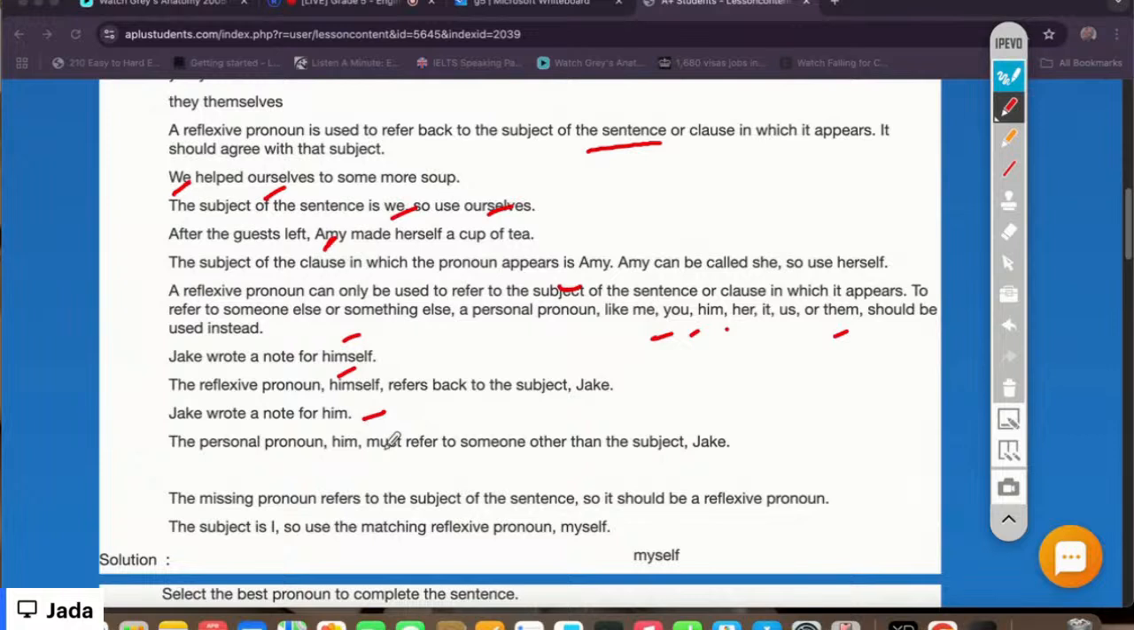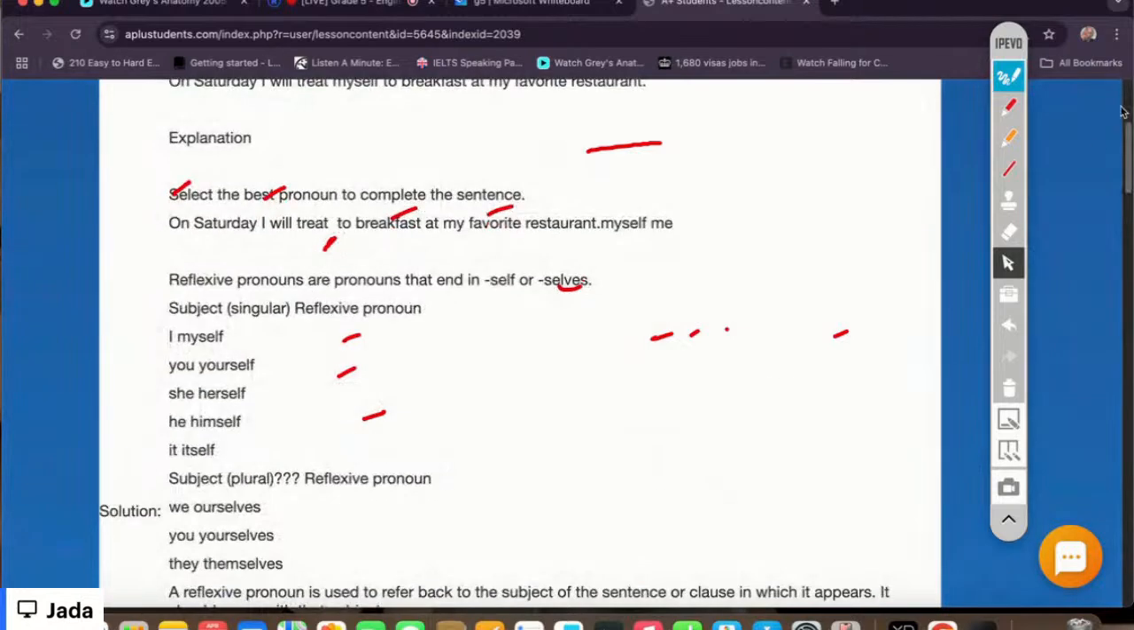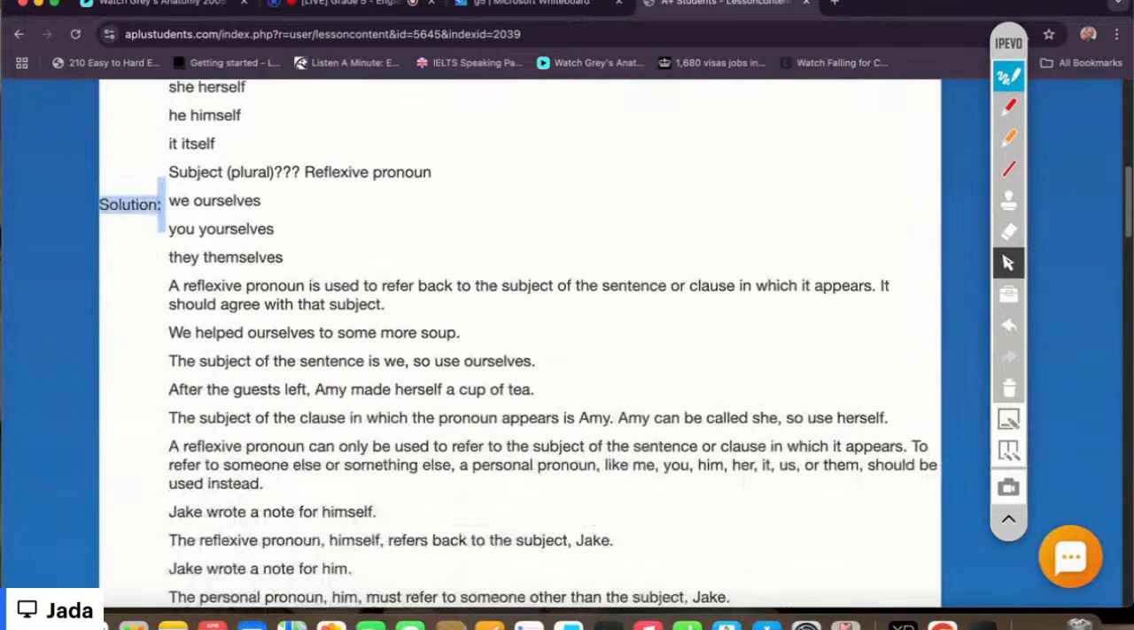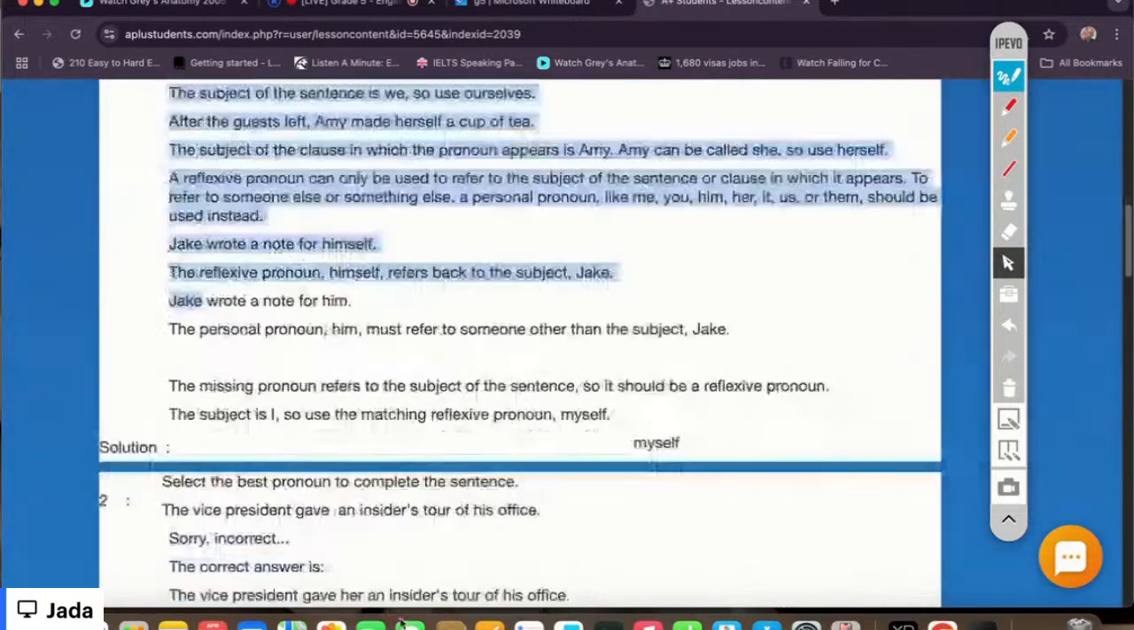All right, let's look at some examples. Select the best pronoun to complete the sentence. On Saturday, I will treat dash to breakfast at my favorite restaurant. So the subject must agree with the pronoun, right? So we would have what? I goes with myself, so I'll treat myself. That is it over here.